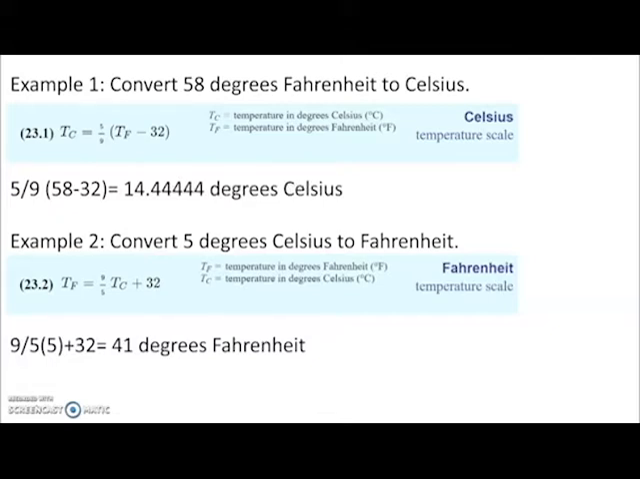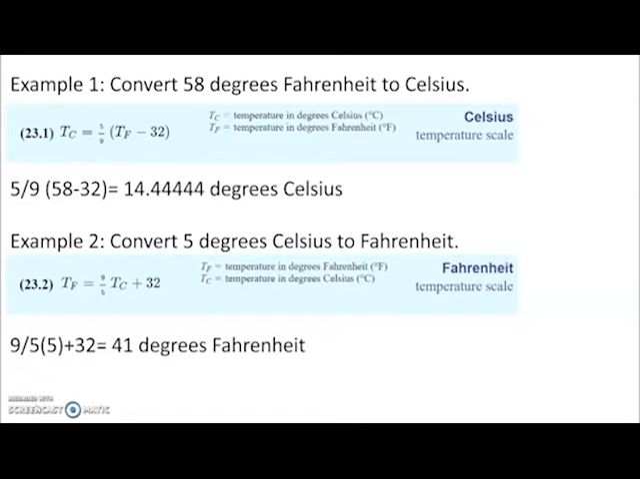In the first one, we are converting Fahrenheit to Celsius, and that is done as follows: the temperature in Celsius equals 5/9 times the quantity of temperature in Fahrenheit minus 32. If you plug in 58, which is the given Fahrenheit temperature for this example, you'll get approximately 14.4 degrees Celsius.